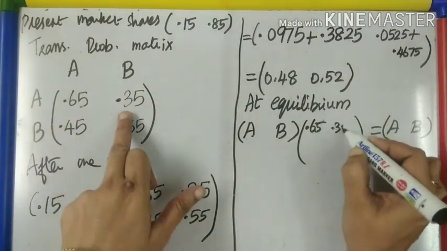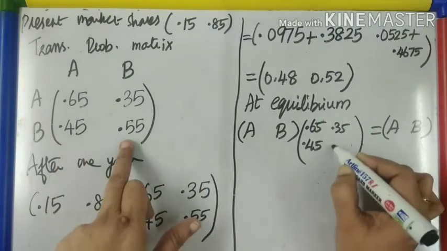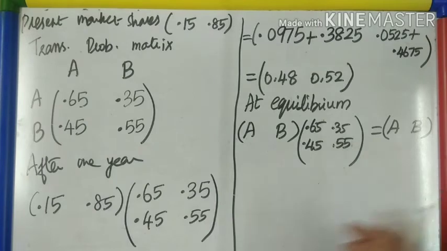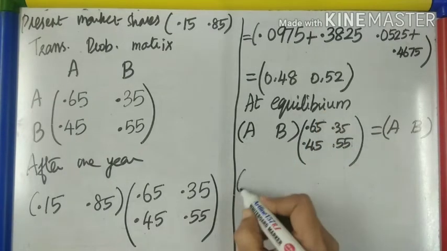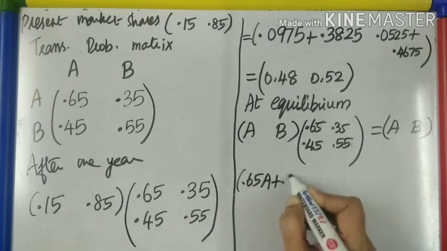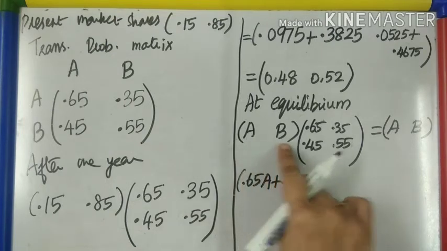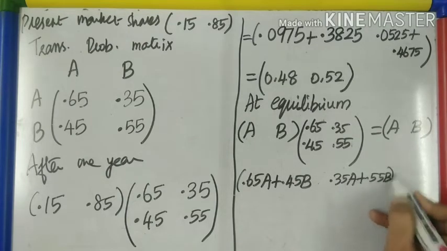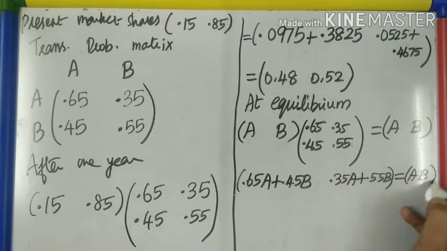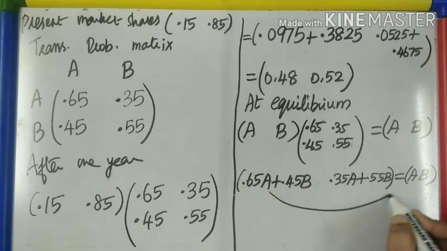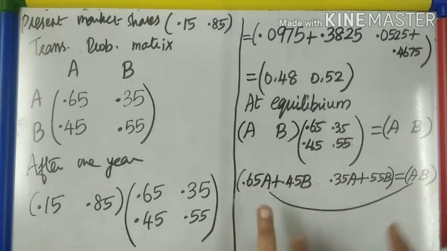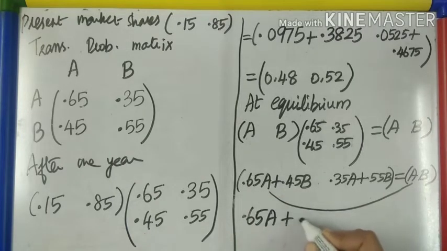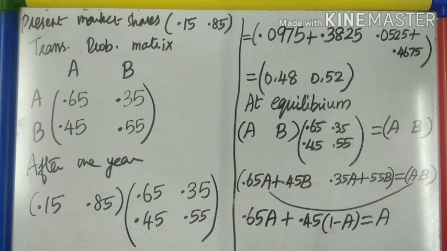0.65, 0.35, 0.45, 0.55. As I multiply first row by first column, 0.65A plus 0.45B. First row by second column, 0.35A plus 0.55B. This is equal to AB given. Let me compare first and first element because both are equal. So first and first I am comparing. 0.65A plus 0.45. Instead of B I can write 1 minus A equals to A.